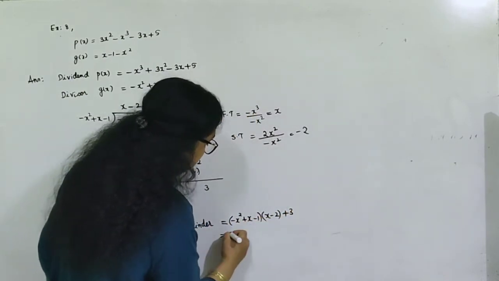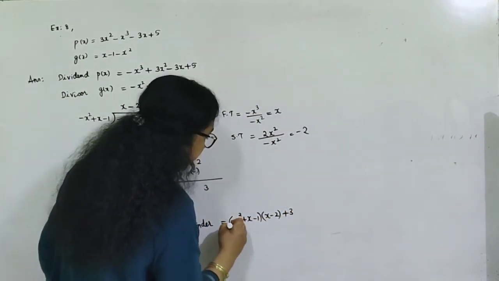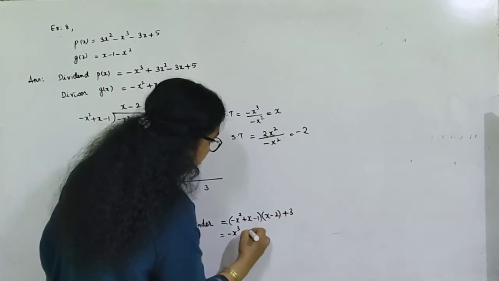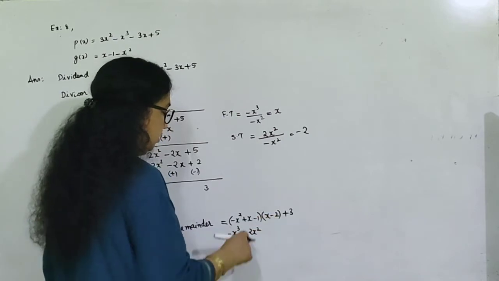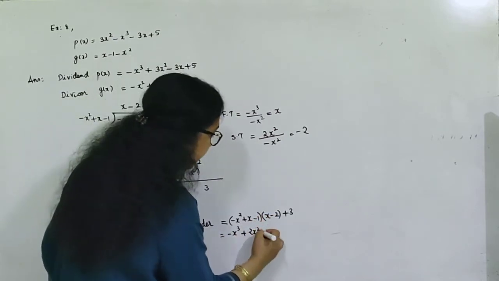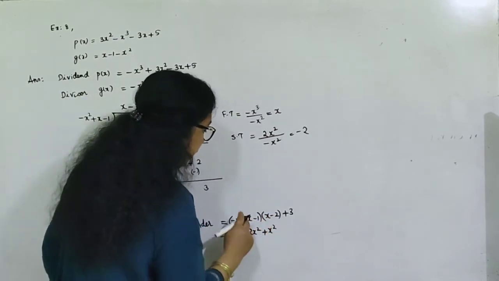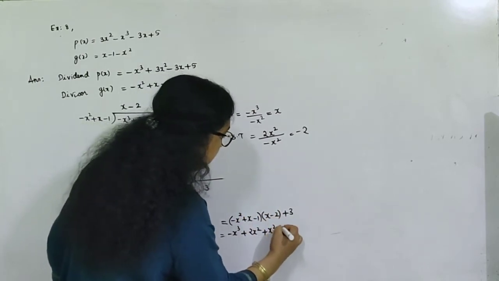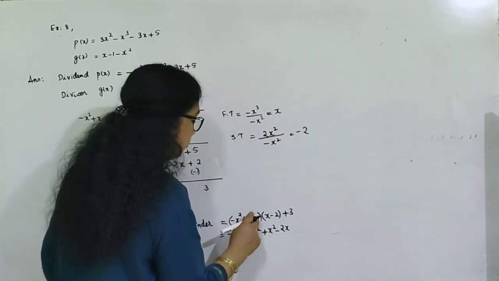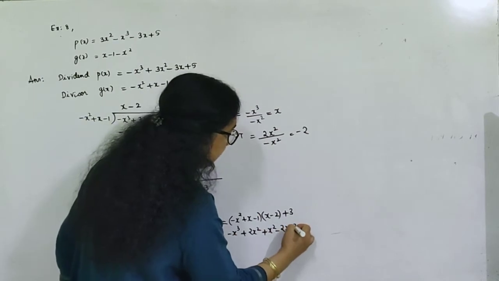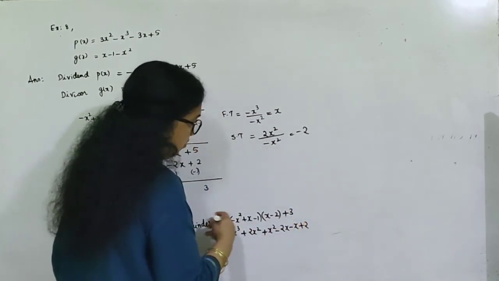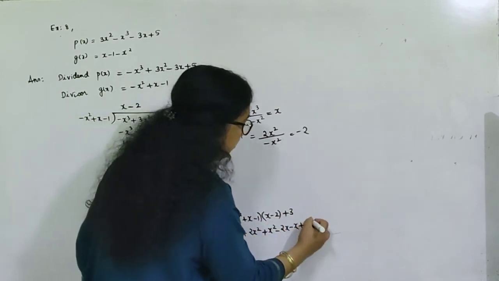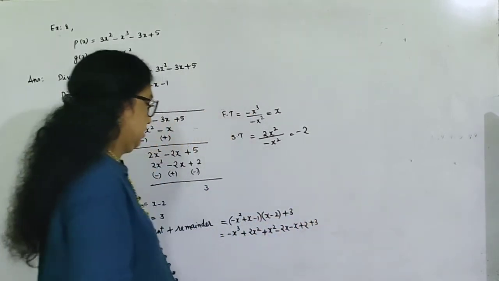Minus x square into x, minus x cube. Minus x square into minus 2, plus 2x square. So with the first term we multiplied. Now with the second, x into x, x square. Plus x into minus 2, minus 2x. Now with the minus 1: minus 1 into x, minus x. Minus 1 into minus 2, plus 2. So multiplication finished. Now the remaining 3, plus 3 right here.